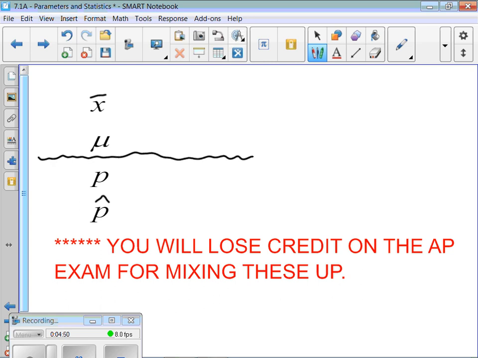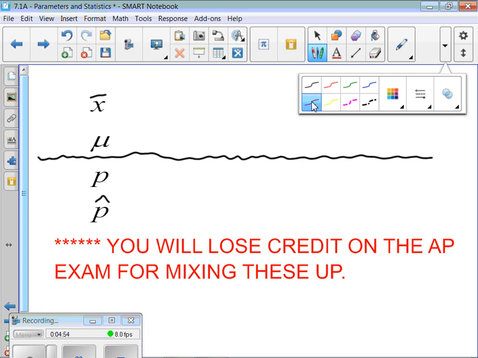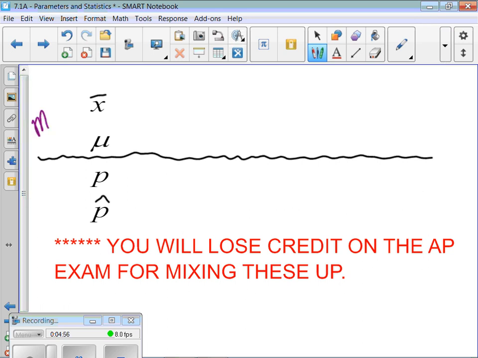Some people were trying to do all four of these in one problem. That will never happen. You're either doing means, or you're doing proportions. And sometimes you're doing mins or maxes. I don't know what else we would do. Ranges sometimes. But most of the time we're doing means or proportions. And you have to know what these symbols are.